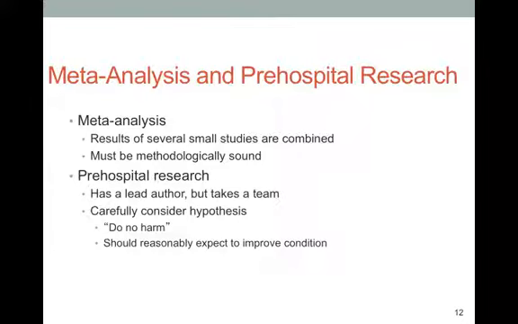Pre-hospital research. The person doing most of the data collection and the analysis is usually cited as the lead author. However, this is going to take a whole team to achieve the information and the data collection that we want. Carefully consider the hypothesis before committing. The words "do no harm" should be at the core of every research project. Research should reasonably be expected, if you're doing it, to improve the patient's condition.